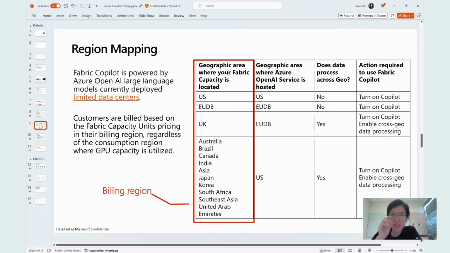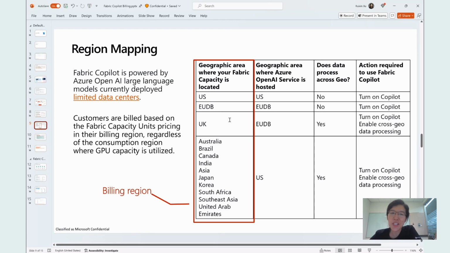And another thing to be aware of is that all our Copilots are powered by the Azure OpenAI large language model. But the Azure OpenAI large language model requires GPUs to power the computation. And today we only have GPUs hosted in the US and Europe. So we will do region mapping, cross-geographic region mapping.